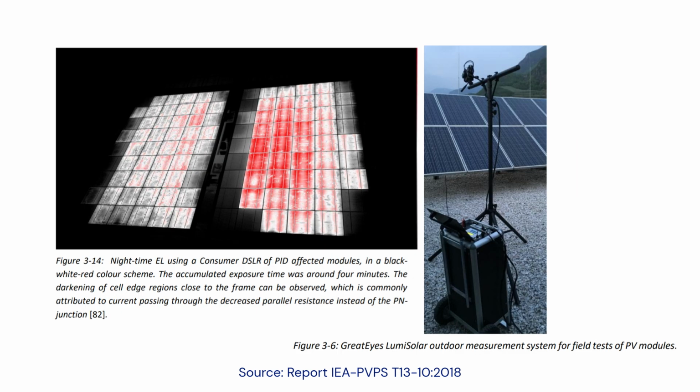Alternatively, electroluminescence imaging is highly effective at revealing detailed internal defects in solar modules, but it is not practical for large-scale solar farm inspections due to several constraints. Electroluminescence measurements require the module to be electrically energized, often at night or under controlled low-light conditions, which disrupts normal plant operation and increases inspection time.